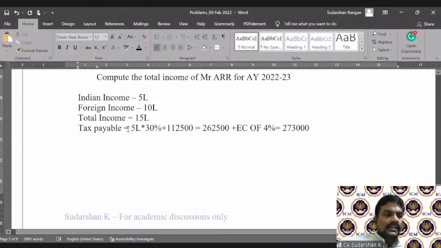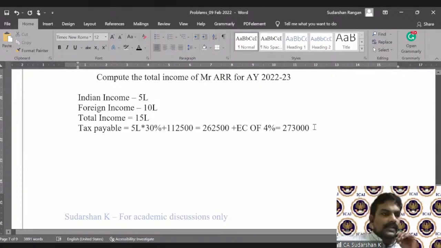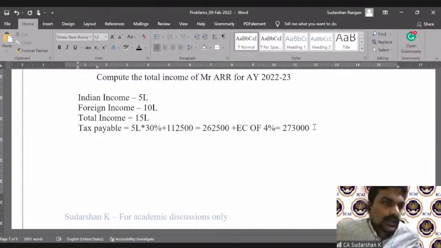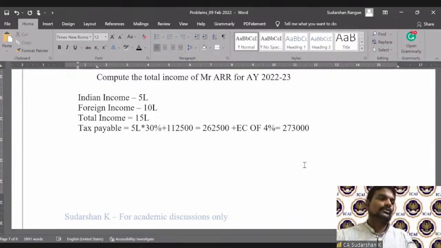This is very simple, it's just slab rate computation. Nowadays, I'm sure many of you in your articleship would have had software or Excel help you compute. But at times, I think you should go back to your calculator. Software won't help you in the exam. But in any case, the point is my tax payable comes to 2,73,000. So now let me find out what is my Indian rate of tax.